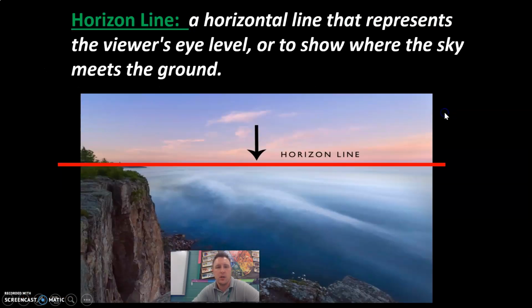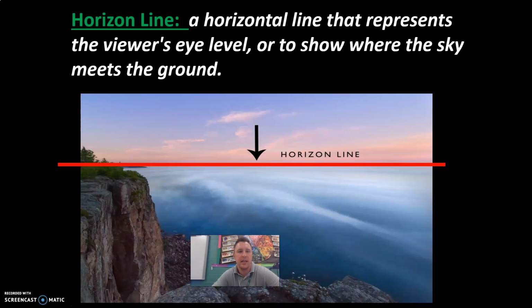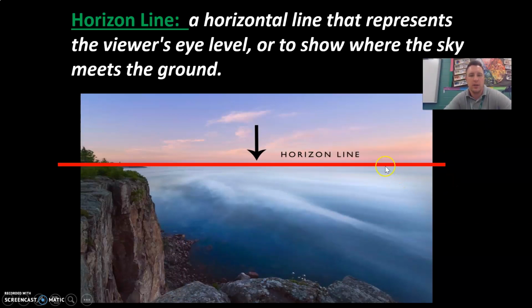All right, moving on. Horizon line is the same as last year. It's a horizontal line that represents the viewer's eye level or shows where the sky meets the ground. So here you have the horizon line in this photo. The top is the sky, the bottom is the ground. This is the water, the ocean of this island.